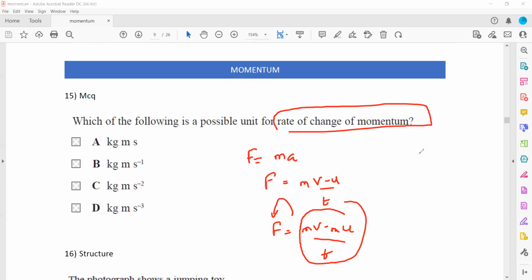And what is the unit of the force? The unit of the force is Newton, but the base unit, Newton itself, is kilogram meter per second squared. So this will go up, so it will be kilogram meter second to the power minus 2. That's why C will be the right answer for this. So rate of change in momentum is also a force, and they're asking the base unit of the force here.